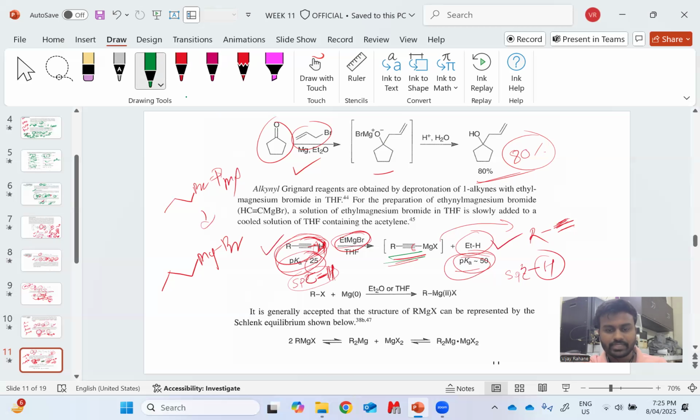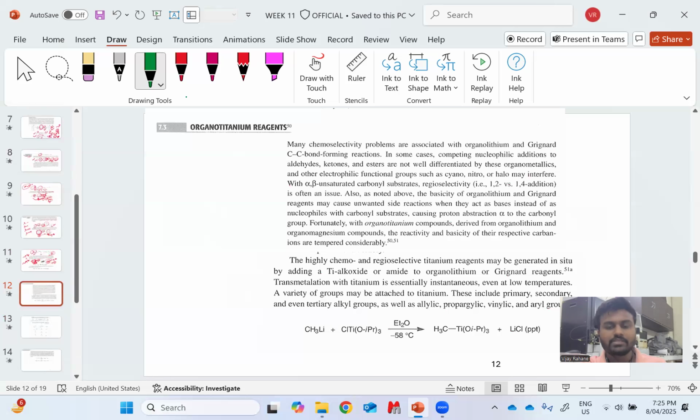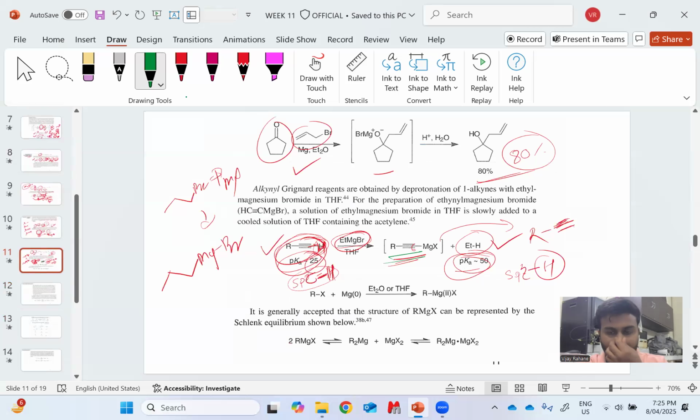A similar example we can see here. This alkynyl Grignard we can further utilize to carry out further reactions, depending upon the requirement. So we can prepare this alkynyl Grignard just from the Grignard that we have.